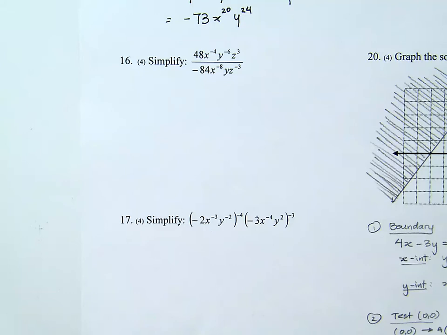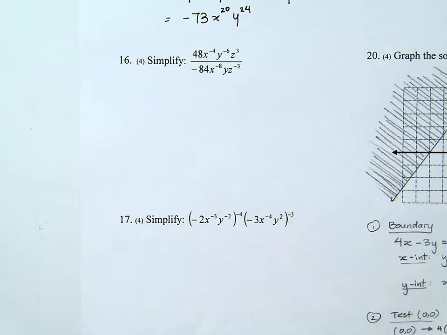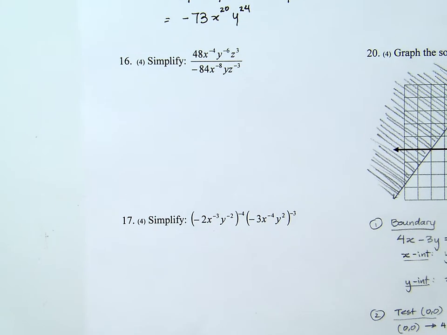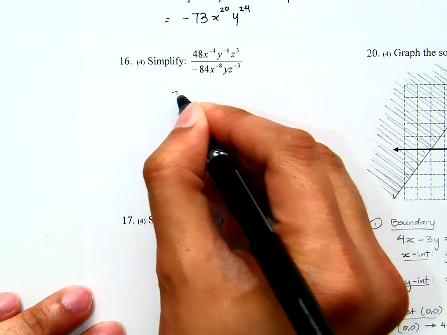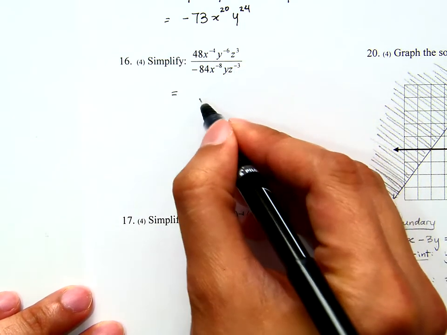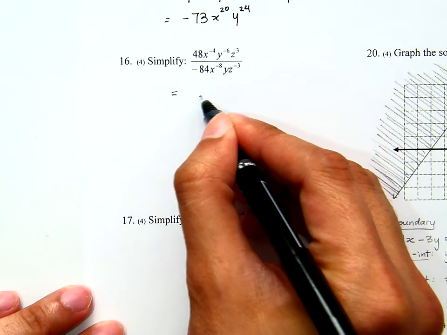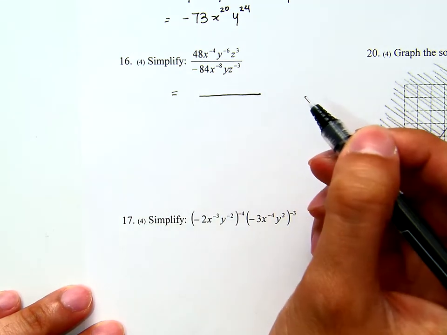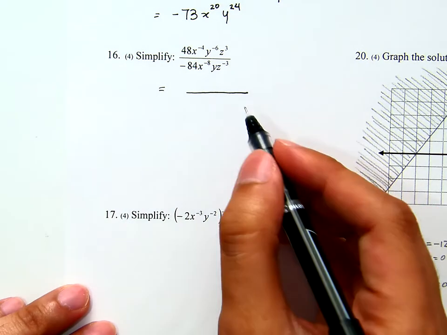The following is Spring 2011 Math 115 Test 3, number 16 and 17. Number 16, we need to simplify this rational expression with negative exponents. You are aware that we need to be more careful when we have negative exponents.